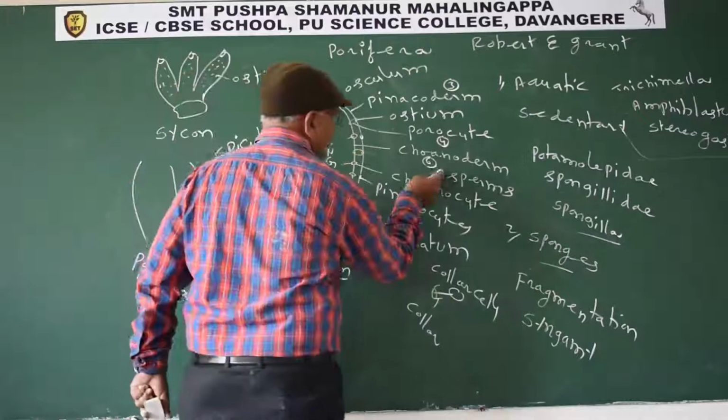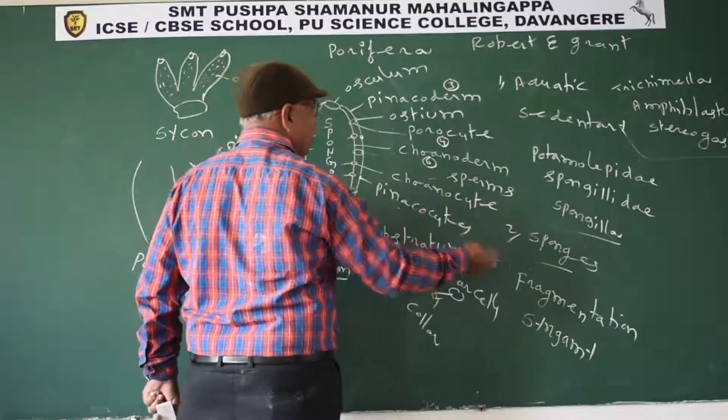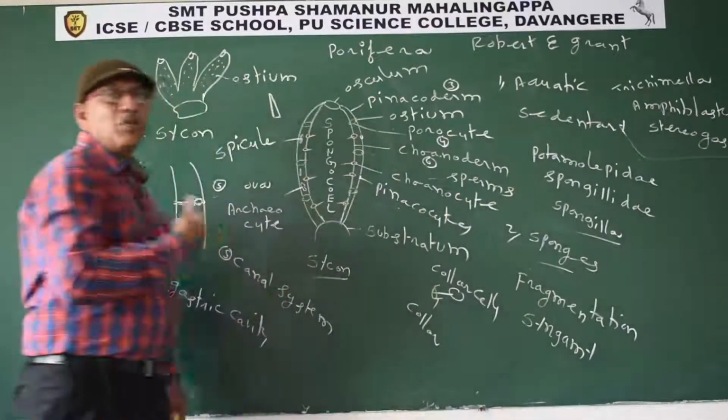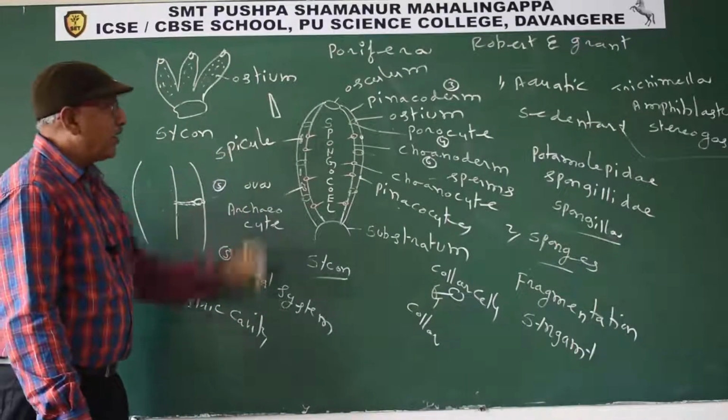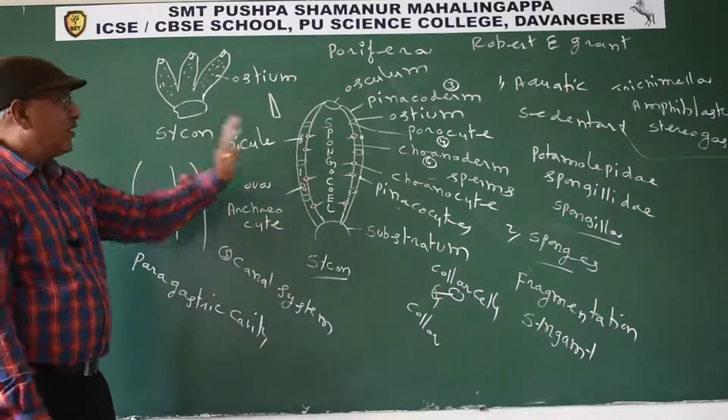Through the water transport system, in complex sponges, surrounding water enters into the body cavity. What is the use of the canal system? It helps in digestion, respiration, and excretion.